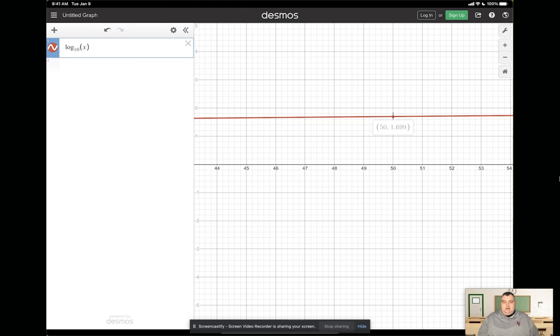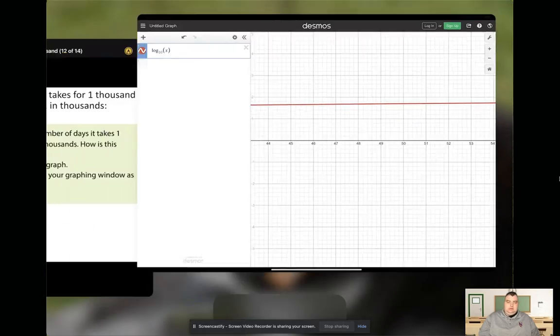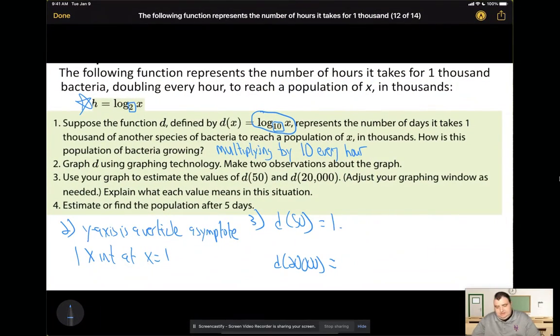So we're going to call that 1.7. So at x equals 50, the value of the graph is 1.7. Now, they want us to explain what each value means in that situation. So go back to number 1. It says log base 10 of x represents the number of days it takes 1,000 of another species of bacteria to reach a population of x.